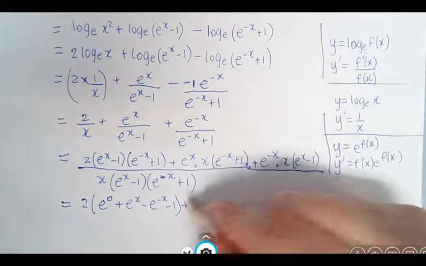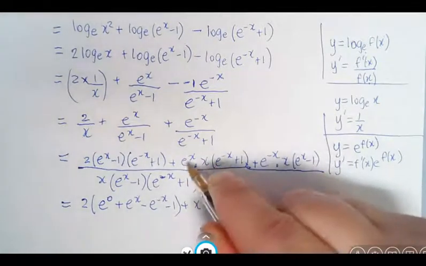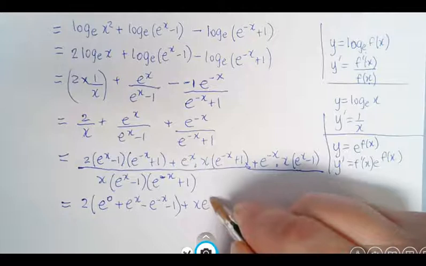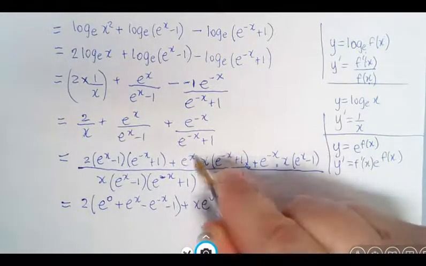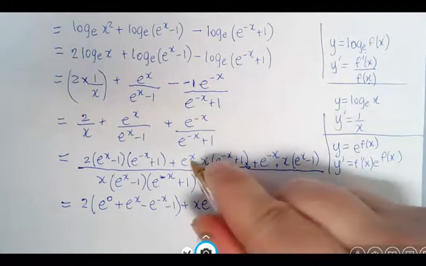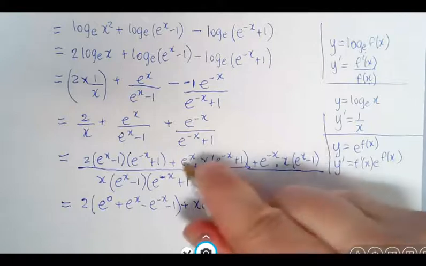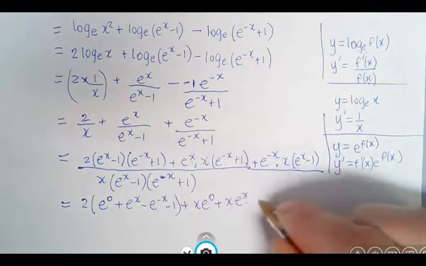So plus, now it's x e to the x times that. So we've got x. Now e to the x times e to the negative x is e to the 0, because you've got to add the indices of x and negative x. So x plus negative x is 0. Plus, again, e to the x times 1. It'll be x e to the x.